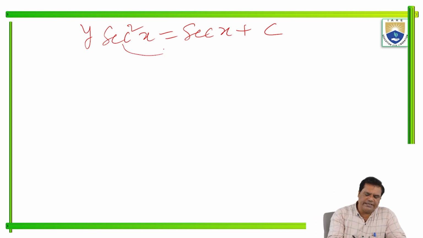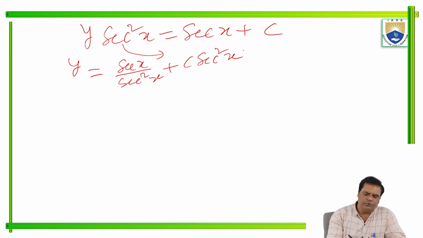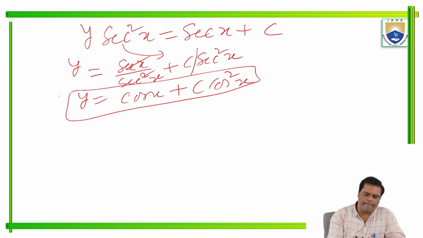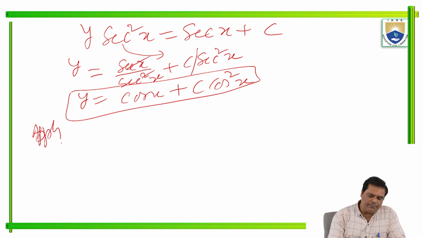Now dividing by sec square x on this side, y equals sec x upon sec square x plus c upon sec square x. Sec x cancels, so this is cos x plus c cos square x. This is the complete solution. Now apply the initial condition.